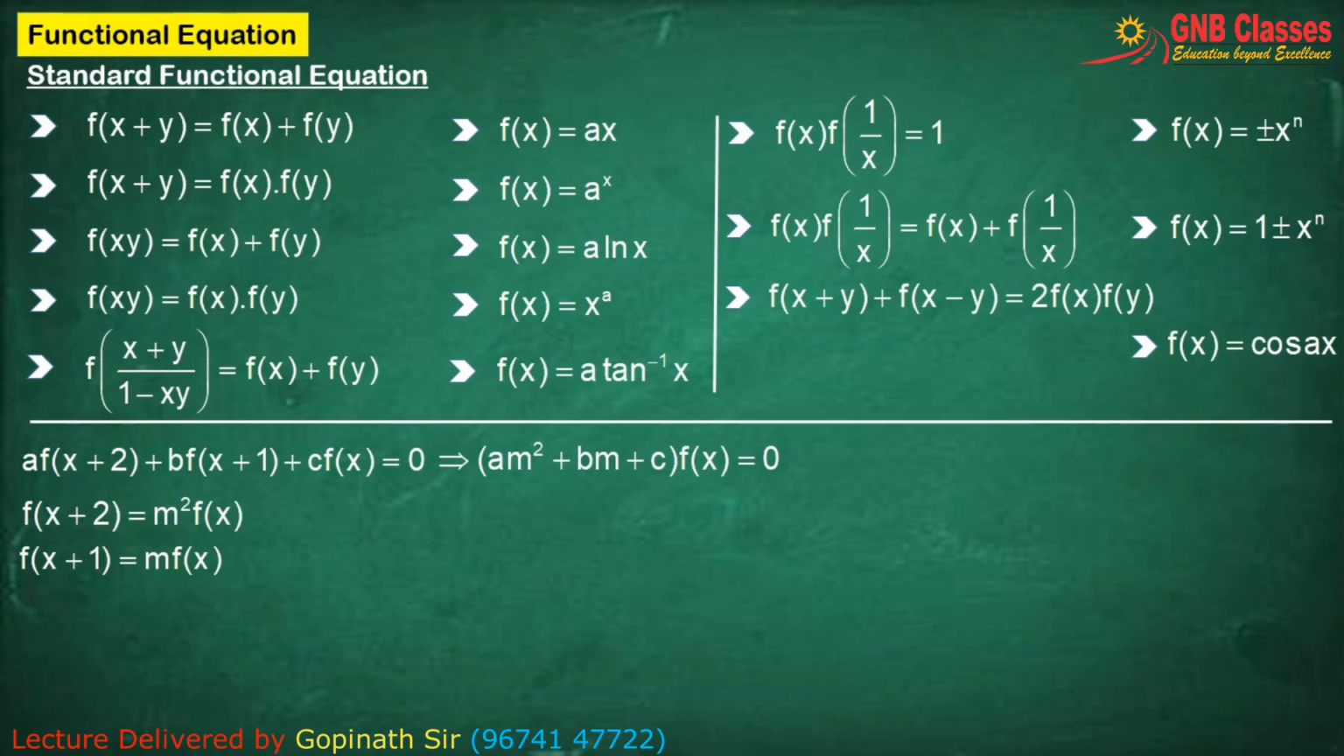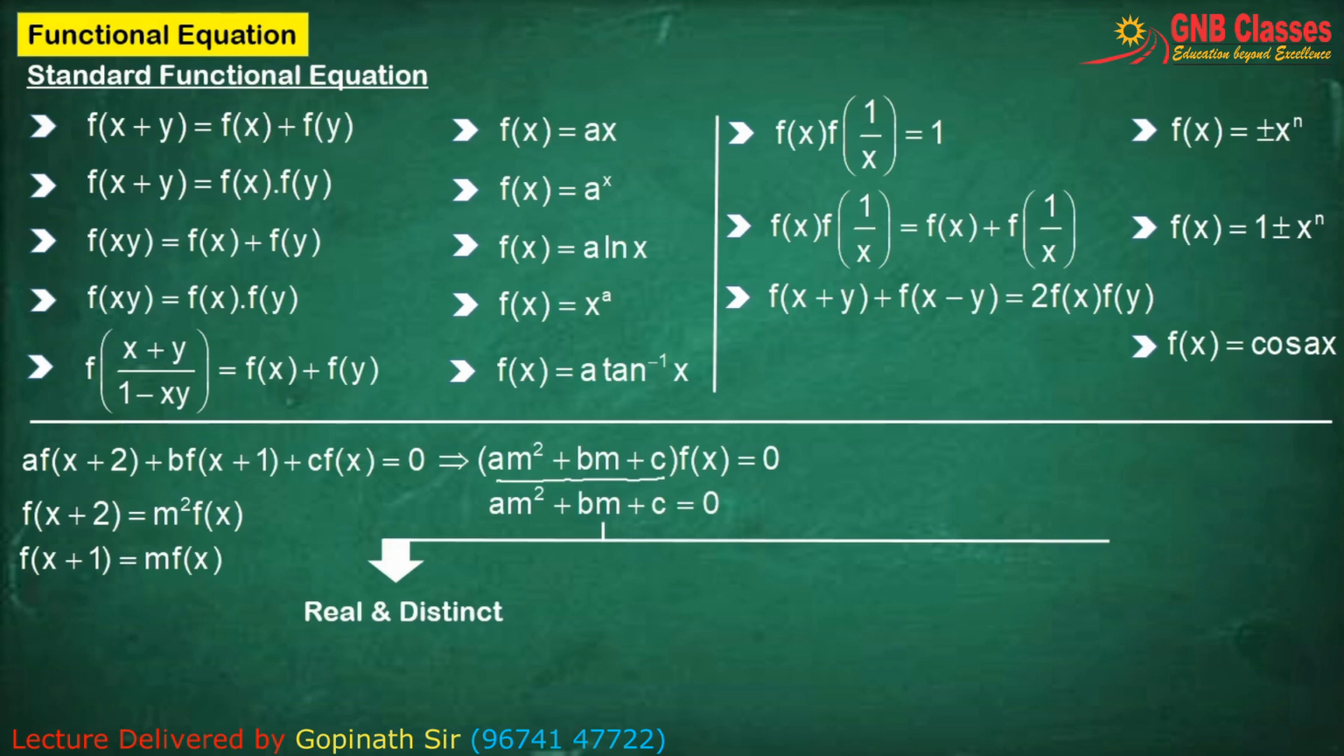Now, we are getting am² + bm + c. It's a quadratic equation. Since it's a quadratic equation, three cases can arise. First is, if the roots, that is the values of m that we are going to get from here, are real and distinct. Let us say the roots are m1 and m2. Then you directly write f(x) as A·m1 to the power x + B·m2 to the power x, where A and B are two constants.